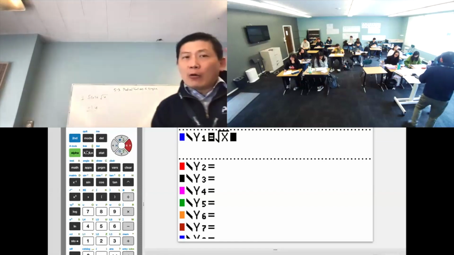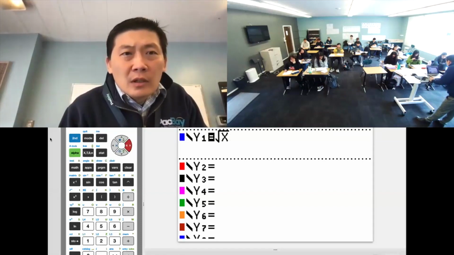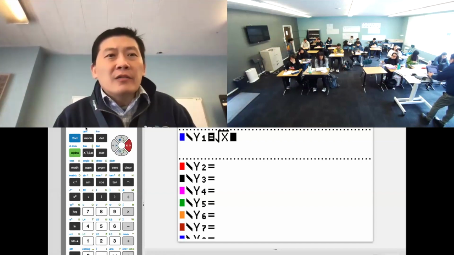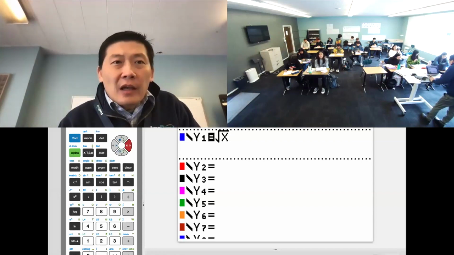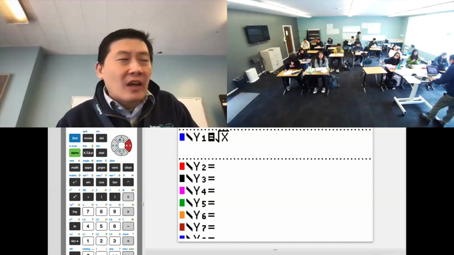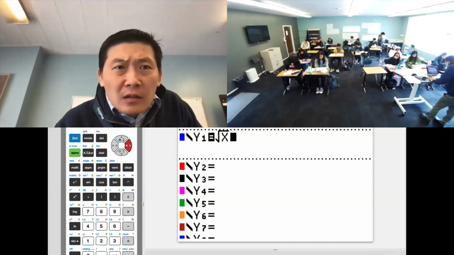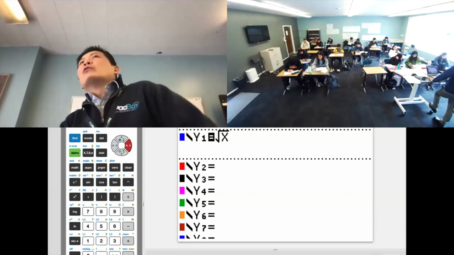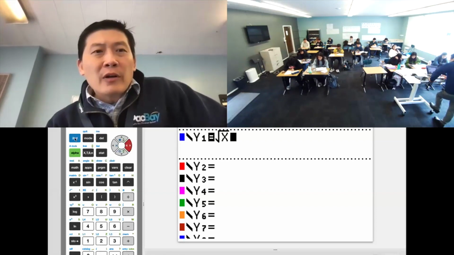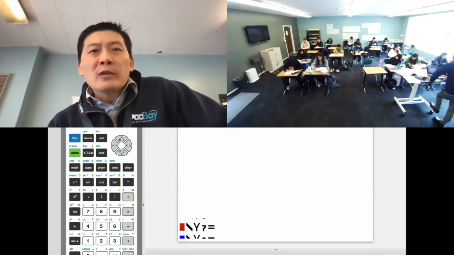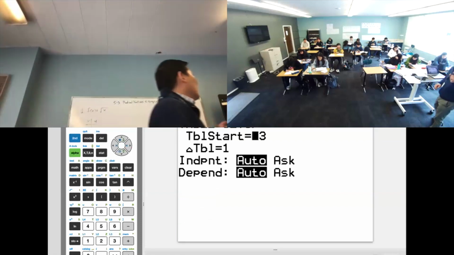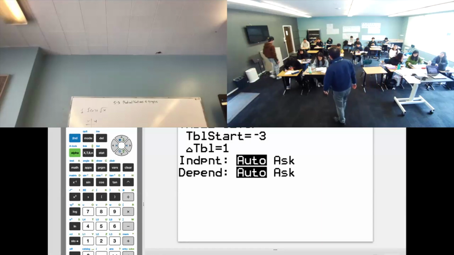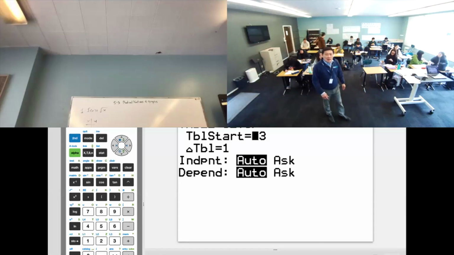All right, so I want to set up my table. If you look at right above this button, Window, it has a lettering TBLSET. That is short for table set. So I want to press second. I want to press window. It will show me the table set. This is the setting up of a table.